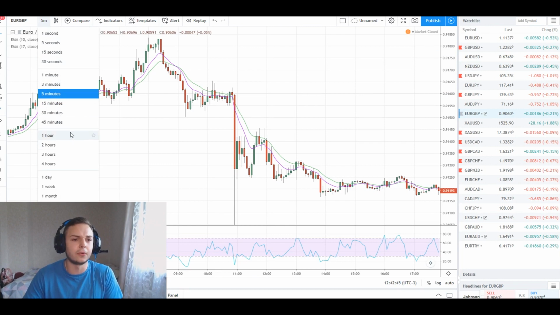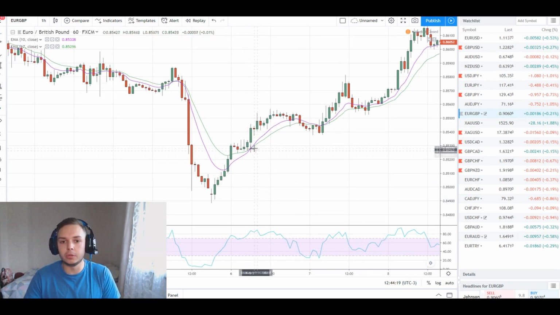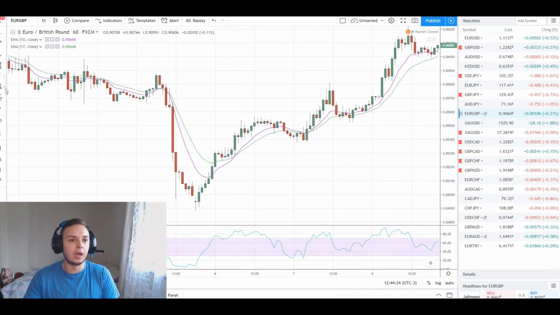If you're trading Forex, you're probably going to be trading 1 hourly, 4 hourly, or even daily. So let's say we would have been trading on an hourly time frame on Forex. This is what we would do. We would look at the crossover. RSI is overbought, so we enter the trade over here, at this level. Let's see, long position over here.